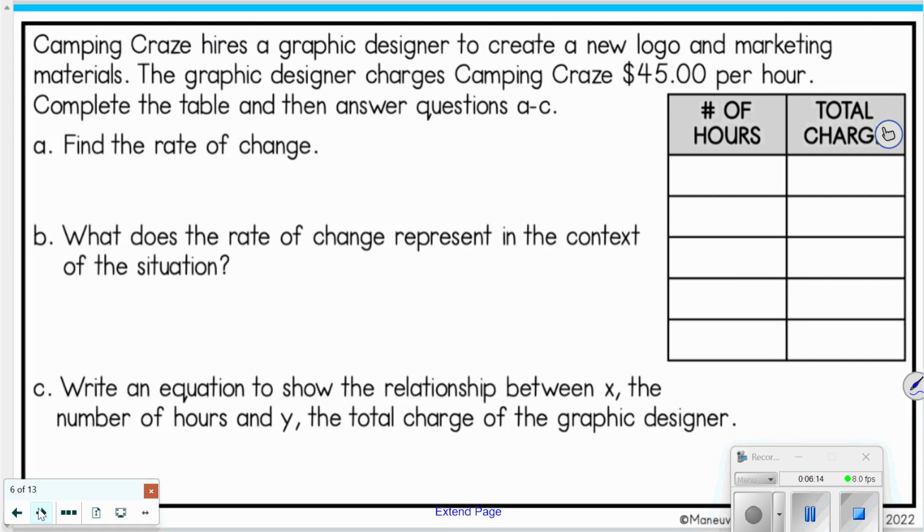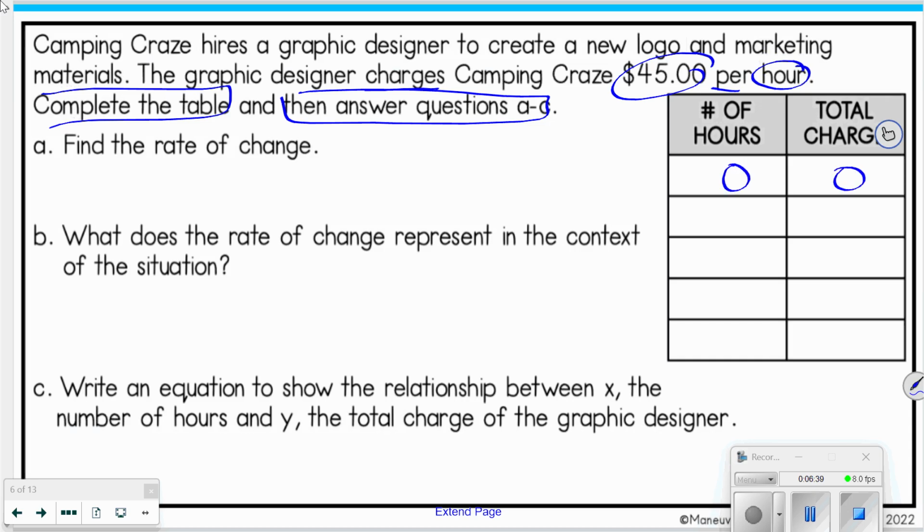Camping Craze hires a graphic designer to create a new logo and marketing materials. The designer charges $45 per hour. Complete the table and then answer the questions, A through C. The first thing that it wanted us to do was to complete the table. You can start your table in 2 ways because we're talking about proportions. I would start it at 0. If you wanted to start at 1, I wouldn't have counted it wrong.